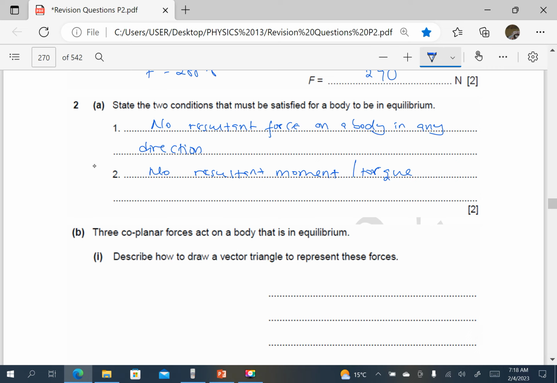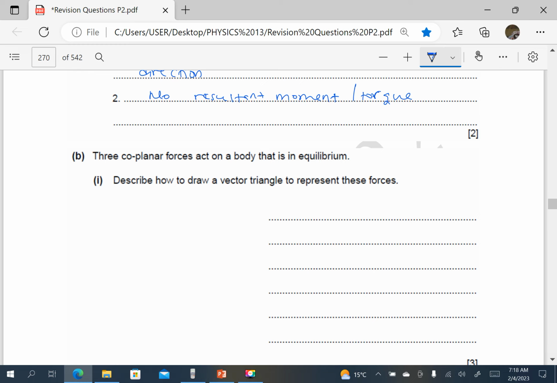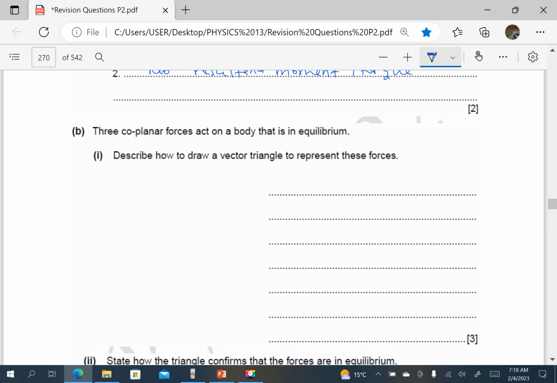Three coplanar forces act on a body that is in equilibrium. Describe how to draw the vector triangle to represent these forces. So how do we draw a vector triangle to represent the three forces? Coplanar means they are in the same plane. Remember, forces are represented by lines with arrowheads to show the direction. The length of the lines represents the magnitude, and the direction of the arrows represents the direction of the force. Remember, the vectors are joined head to tail.